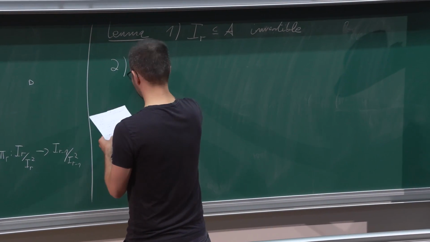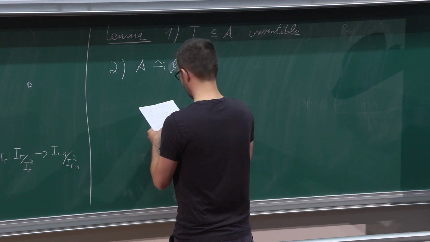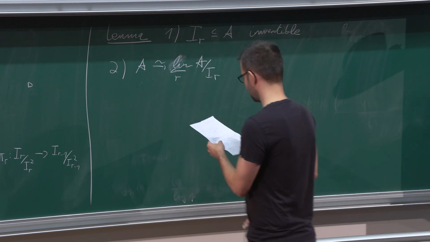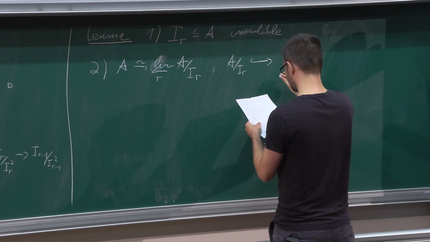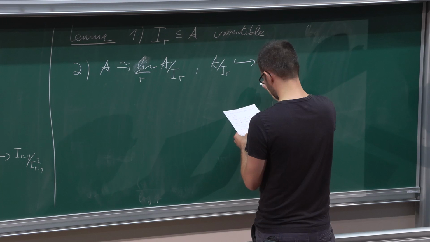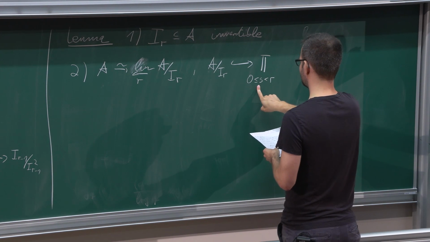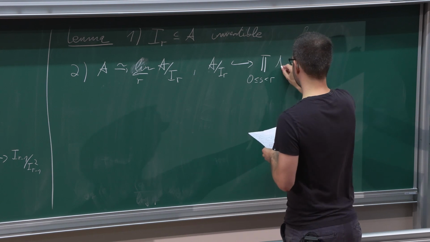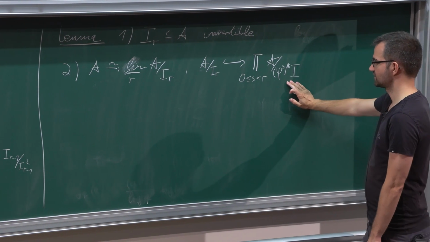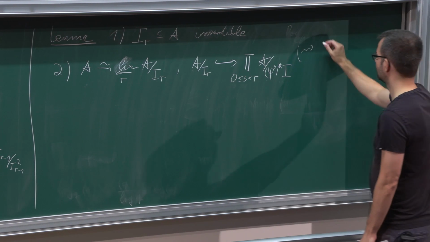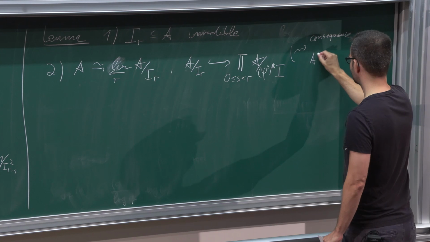Then secondly, actually A is isomorphic to the inverse limit over r of the quotient A modulo I_r, and then A modulo I_r is actually also p-torsion free, and it embeds into the following product: the product over all s with 0 ≤ s < r of A modulo phi^s upper star of I. And so this inclusion actually has as a consequence this fact that I've mentioned before.